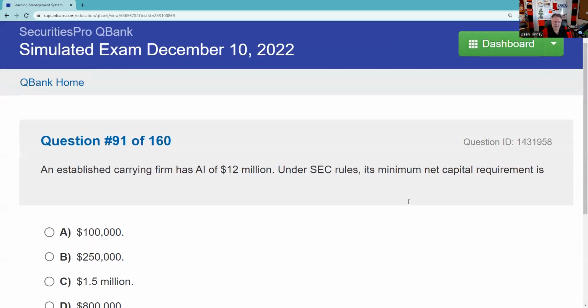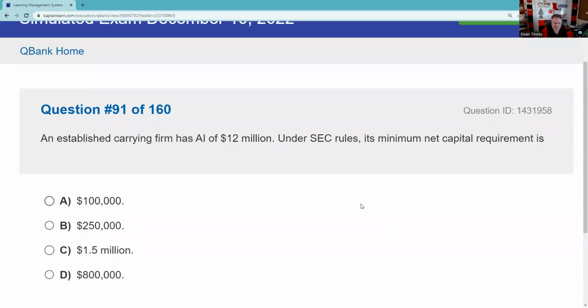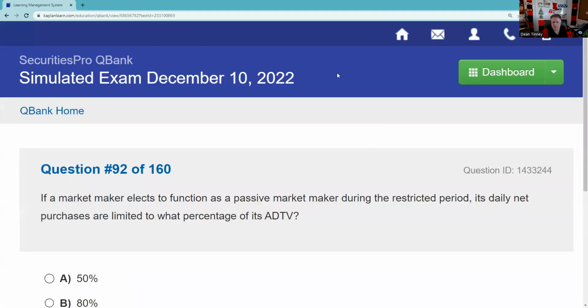Question 91. An establishing carrying firm has aggregate indebtedness of 12 million. Under SEC rules, its minimum net capital is. So remember that, you got to rise and meet whatever is greater. So it's either going to be 250 grand, or it's going to be the AI to net capital, whichever is greater. So here we remember we would have to have $800,000, 12 million divided by 15. That's greater than 250, so it's $800,000. D. By the way, if you're doing more than one business line, you have to rise and meet the highest standard.